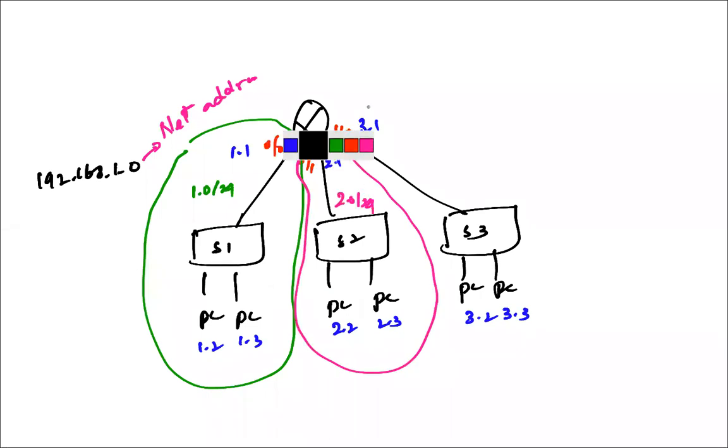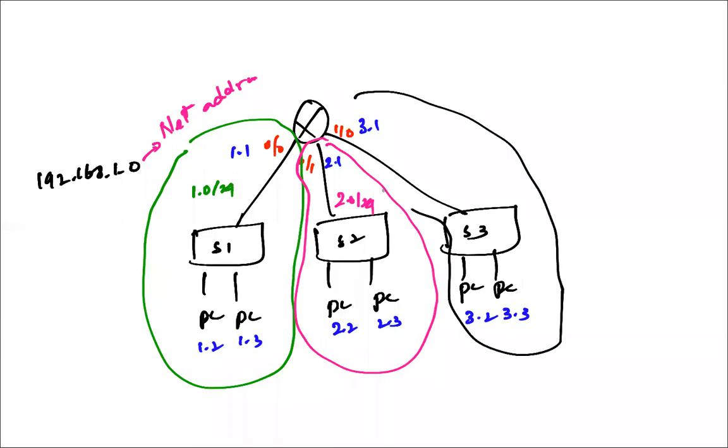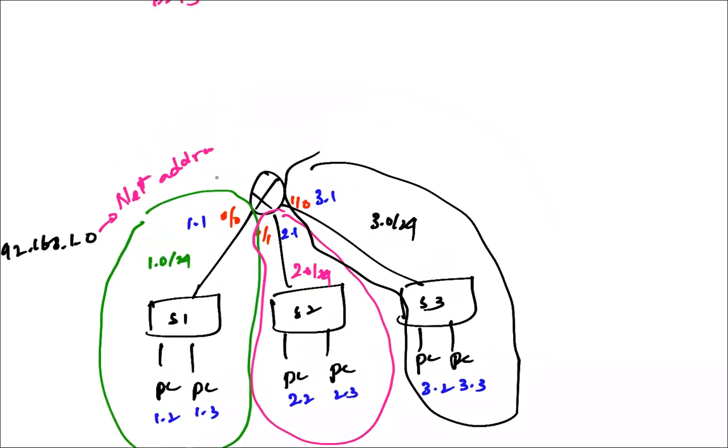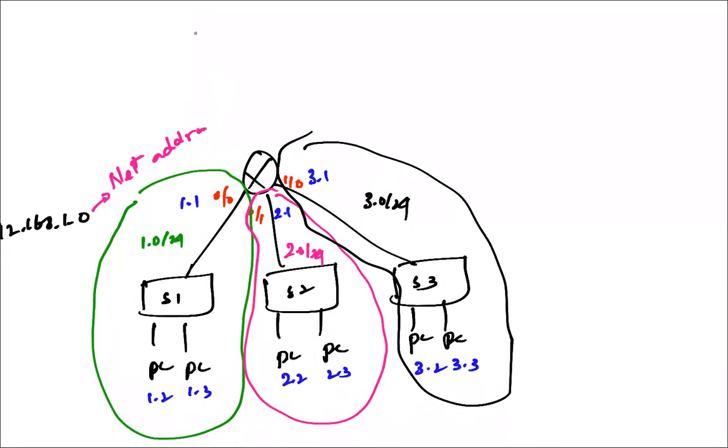This guy is 2.0/24, and this guy is 3.0/24. Okay, and when you see the routing table, can anyone say what is the command to see the routing table, please? What is the command? How do I see the routing table? Can you answer in the chat? Routing table command. Okay, yeah, it's very good. Show IP route. Okay, very good, very good.